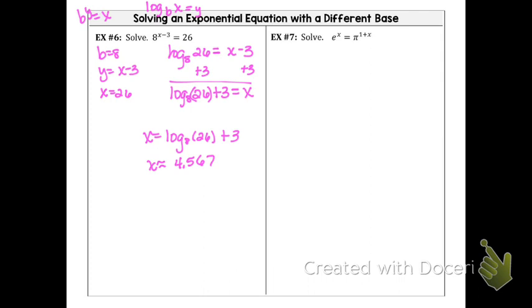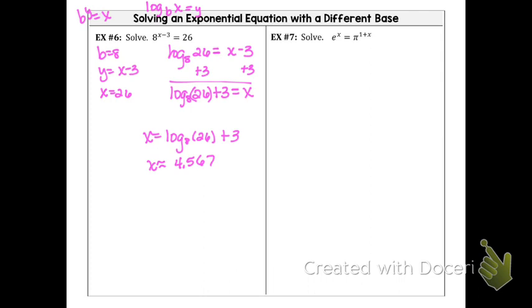All right, now example 7 is really just kind of weird. We've got e to the x equals pi raised to the 1 plus x. So we could do the same thing we did here, but it's like, which one do we get rid of? Which one do we prefer to have as a base? So I would prefer to have my e, because I know there's something special when there's base e.